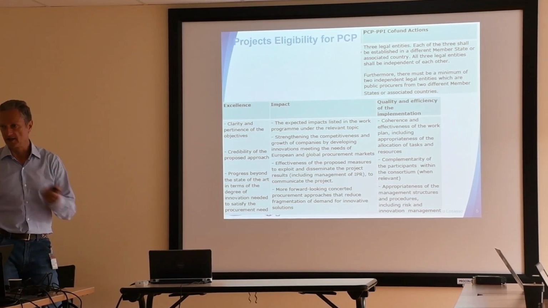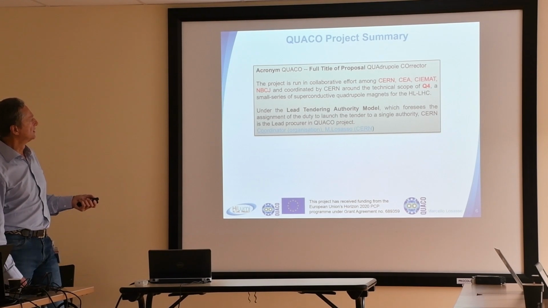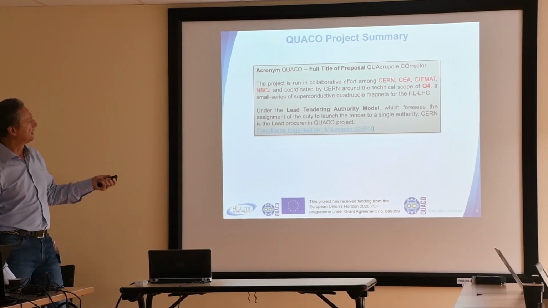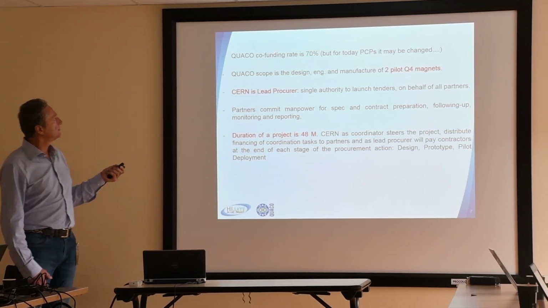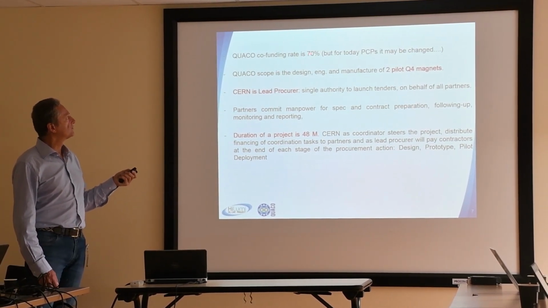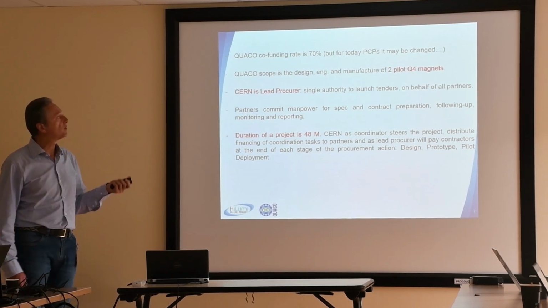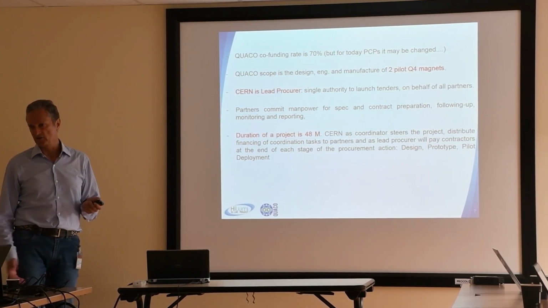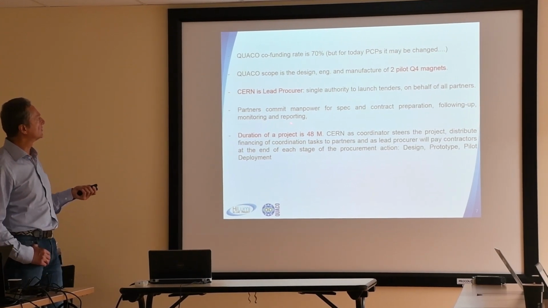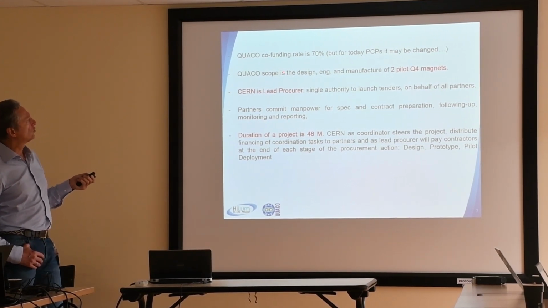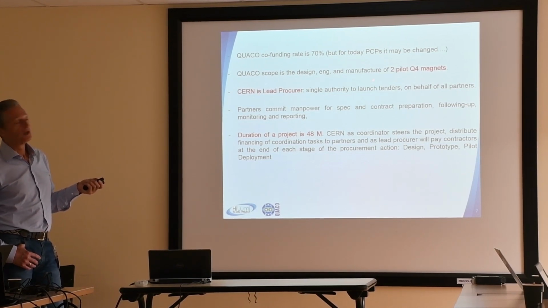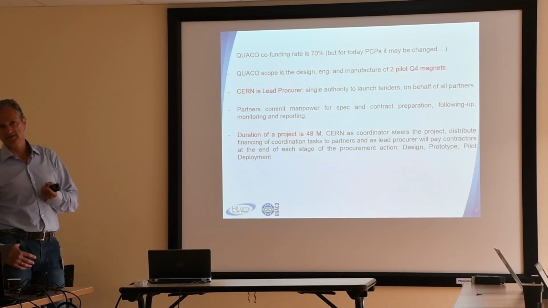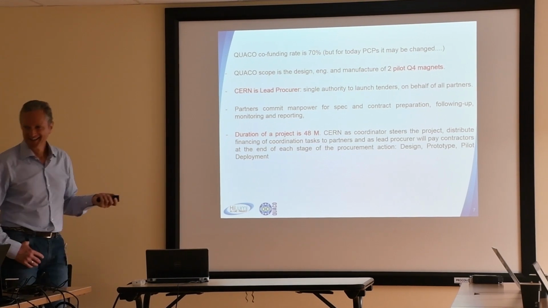I think you are more than this, so it's not a problem. Okay, then you have to have a leading authority for this. At the time when we presented our project, the funding rate was 70%. Now I think it's more, I think it's 90 or something like this. So you check this. In our case, the scope was the design, engineering and manufacture of 2 pilot Q4 magnets. Why 2 and not 1? Because there are 2 companies at the end. I will explain.